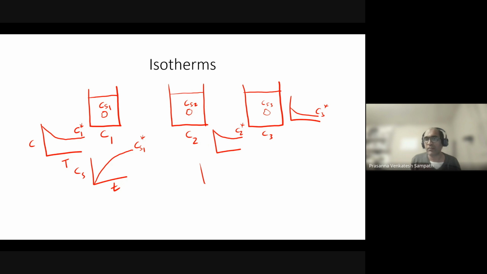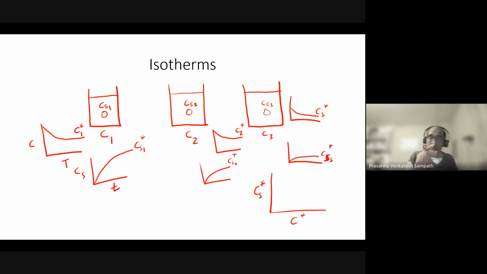Similarly, here I'll have CS2 star, and here I'll have CS3 star. And of course, if I have 10 beakers, I'll have C1 star, C2 star, C3 star, C10 star, and then I'll have CS1 star, CS2 star, CS3 star, CS10 star, whatever it is. Okay. Then what I do is I plot these C star with the CS star, C star with the CS star.